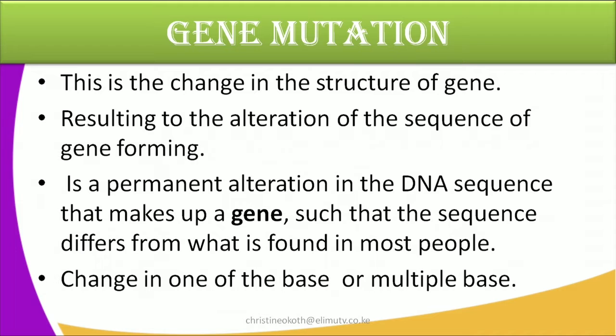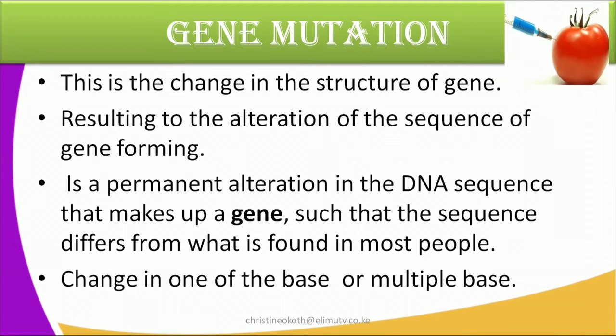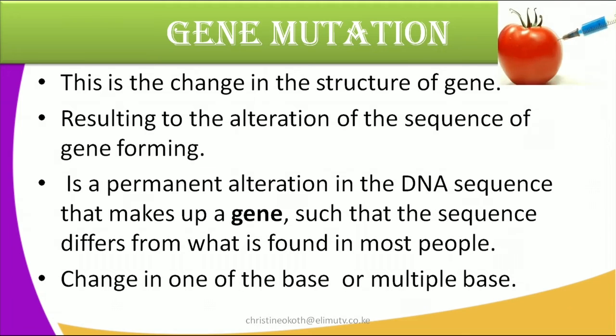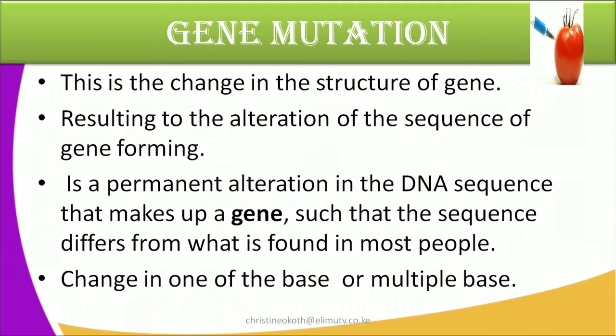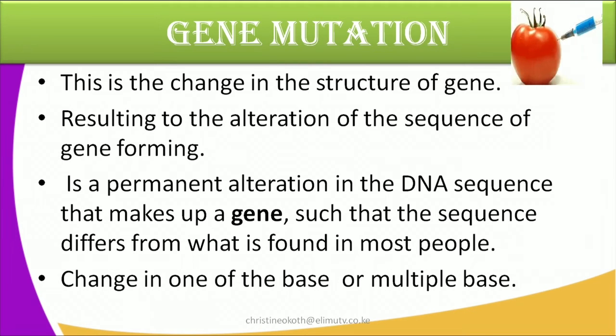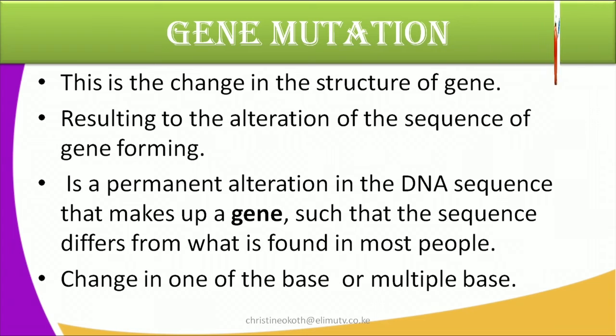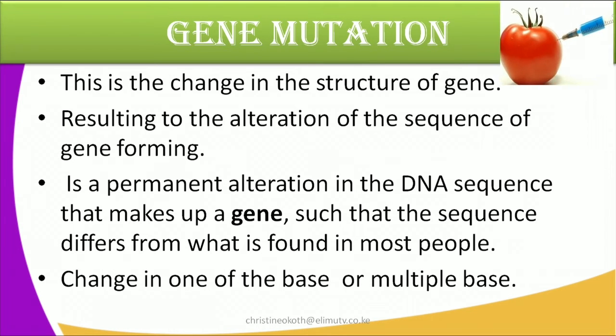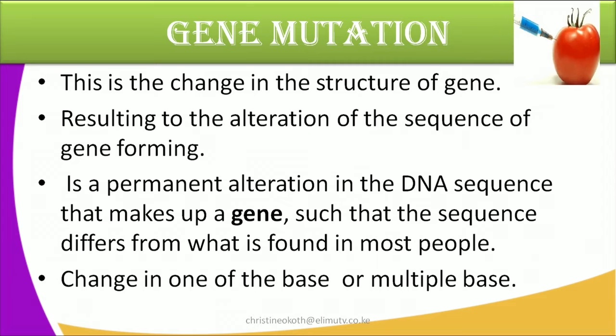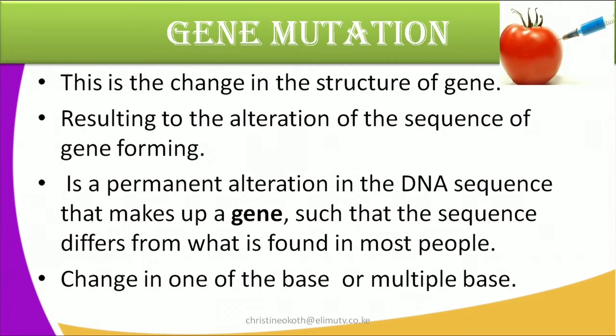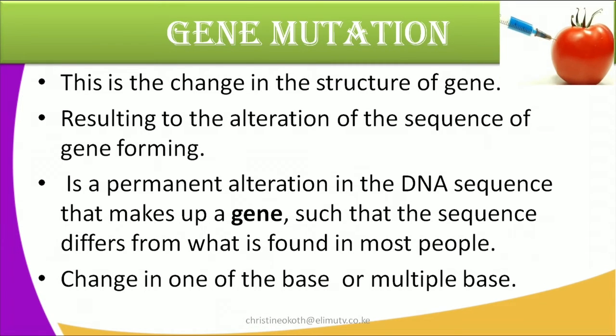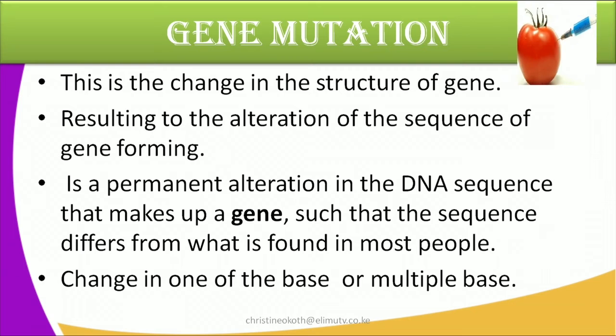So today we're going to learn about gene mutation. So what exactly is a gene mutation? This is the change in the structure of the gene, which results when there is alteration of the sequence of the gene, and that is whereby it leads to a mutation. So this is a permanent alteration. Mark the word, it is a permanent alteration of the gene, that is the DNA sequence that makes up a gene.